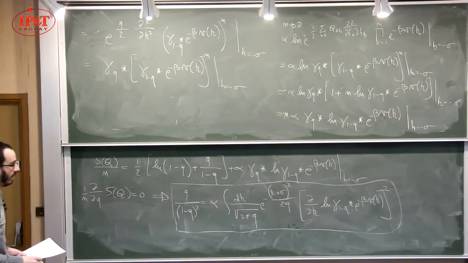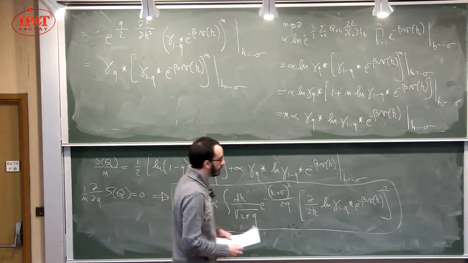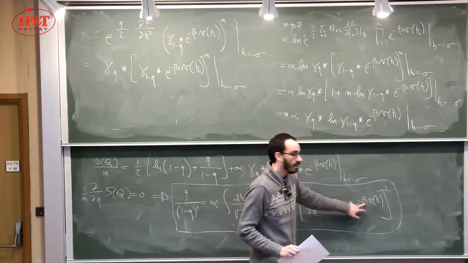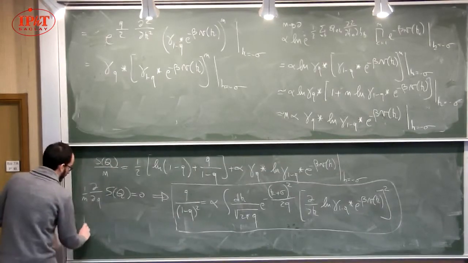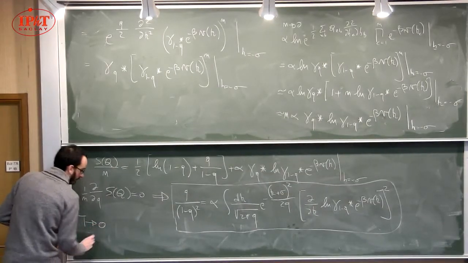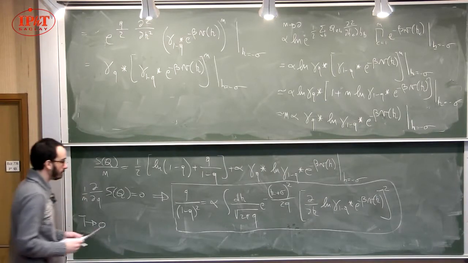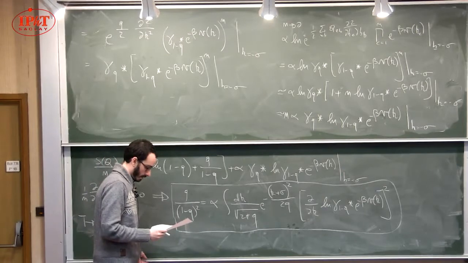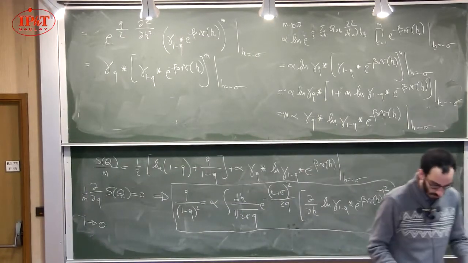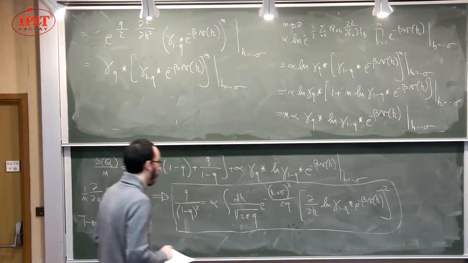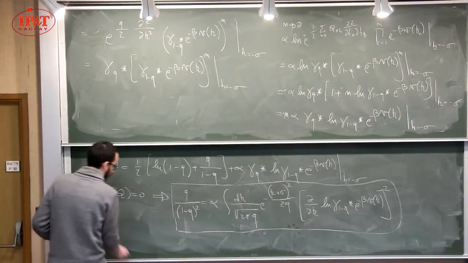Okay, and now let me just make 2 comments. So this equation, you see that it's valid for every beta. Okay. And now what we would like to do is to take the 0 temperature limit. Okay, so let me do it.